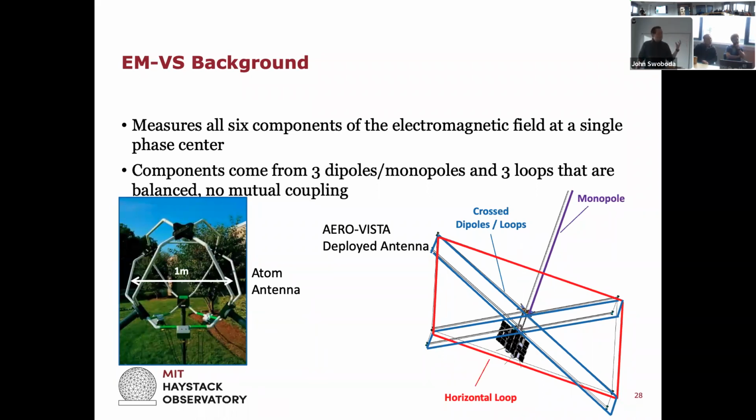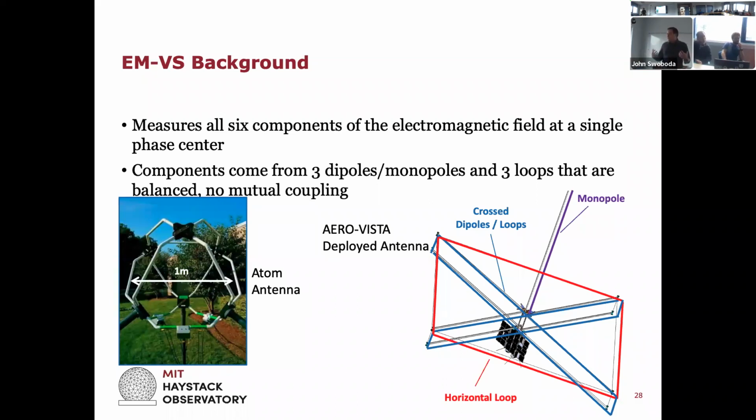So we can use it to get some basic angle of arrival measurement because we put in 3 dipoles and 3 loops, and you balance them out and try to reduce the amount of mutual coupling. This sort of thing came out of a number of programs, Haystack, where we collaborate with Lincoln Laboratory, the Aerovista deployed antenna. This is a small satellite that will have a vector sensor antenna that is going to be sandwiched in there and then deploy out.